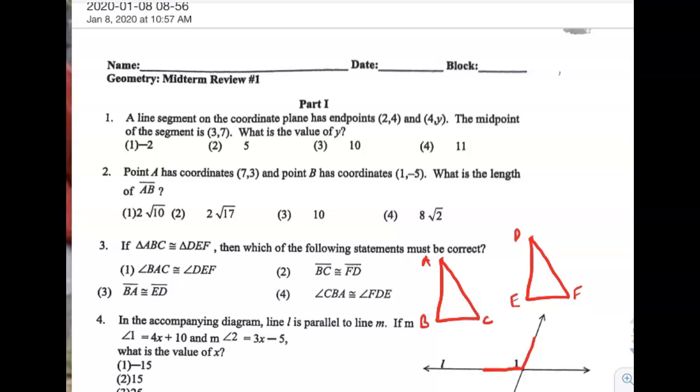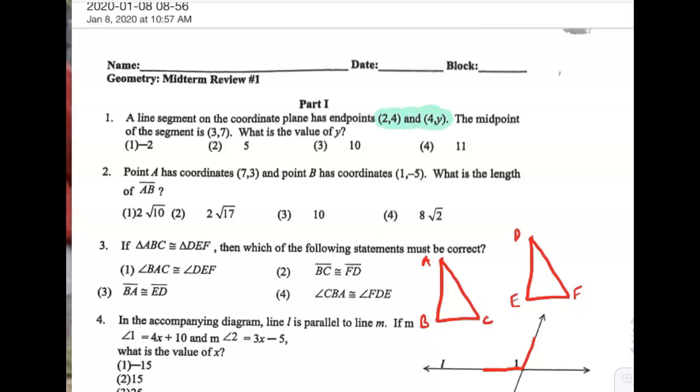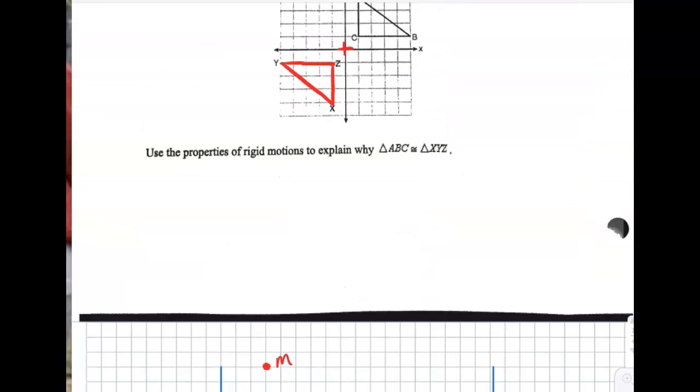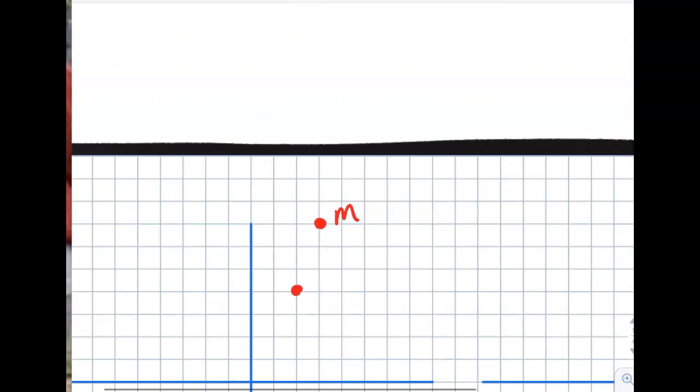Okay, so number one, it gives you the endpoints 2, 4, and something else, and it tells you that the midpoint is 3, 7. So 2, 4 is an end, and 3, 7 is the midpoint. If this is the middle, I went over 1, up 3. If that's the middle, I do it again. That's how you make this the middle.